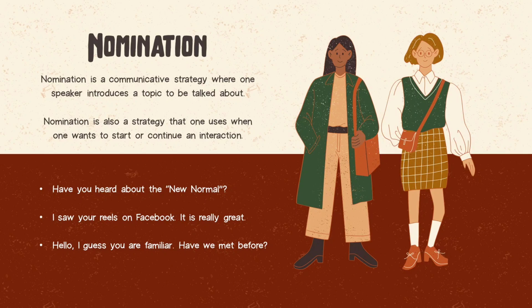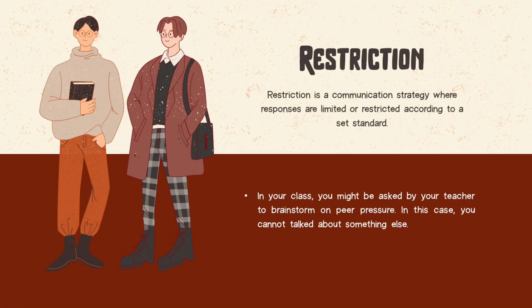Examples: Have you heard about the new normal? I saw your reels on Facebook. It is really great. Hello, I guess you are familiar. Have we met before? Second, restriction. It is a communication strategy where responses are limited or restricted according to a set standard. These instructions confine you as a speaker and limit what you can say. Example: in your class, you might be asked by your teacher to brainstorm on peer pressure. In this case, you cannot talk about something else.